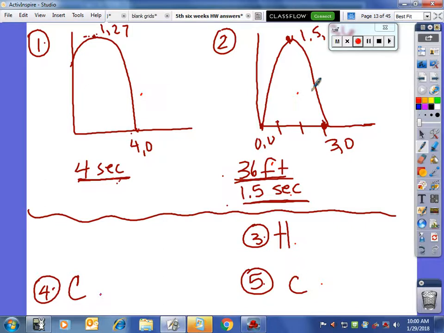Whenever I ask you to give me a graph, though, I expect you to find some of the significant points, like the vertex and the roots and the y-intercept.